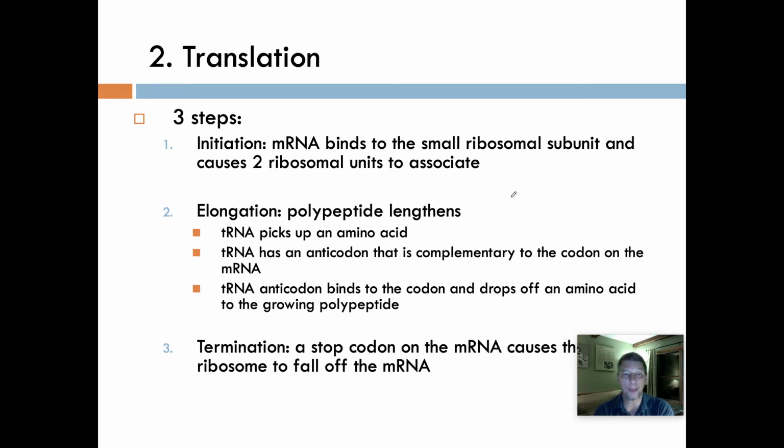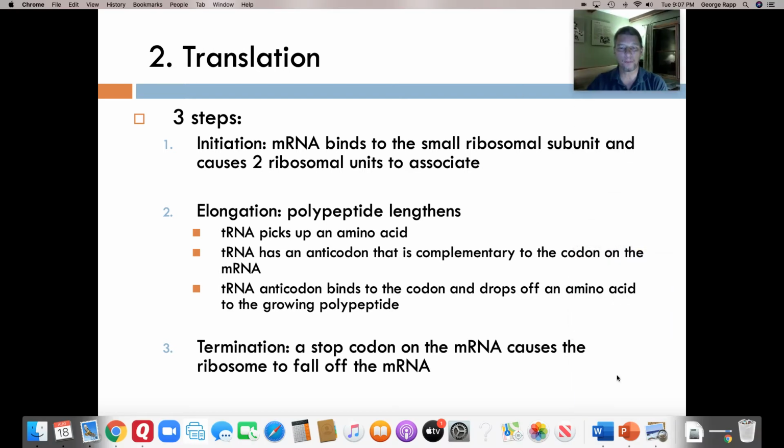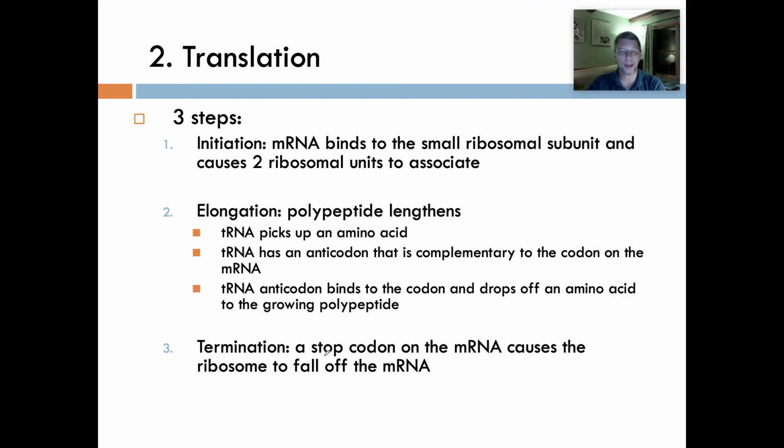So once they match together, the transfer RNA anticodon binds to the mRNA codon, and the amino acids line up, and then they're bound by dehydration synthesis. All right, and they form a polypeptide once it gets long enough anyway. Now, at some point, however, there is a stop codon on the mRNA. And what that does is it causes the ribosome to disassociate and fall off of the messenger RNA molecule.